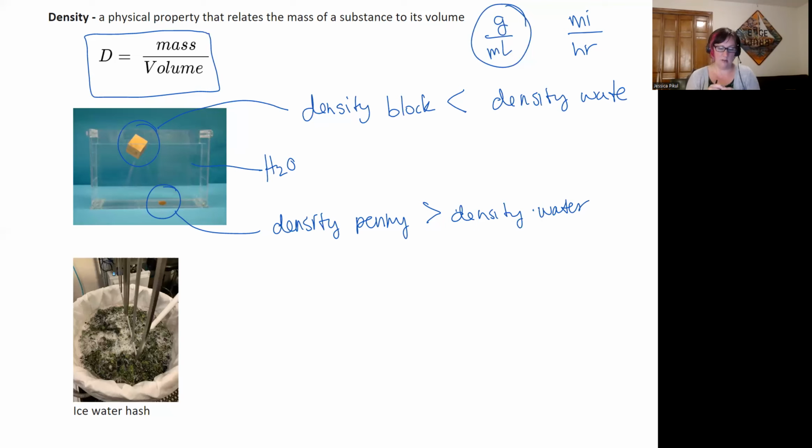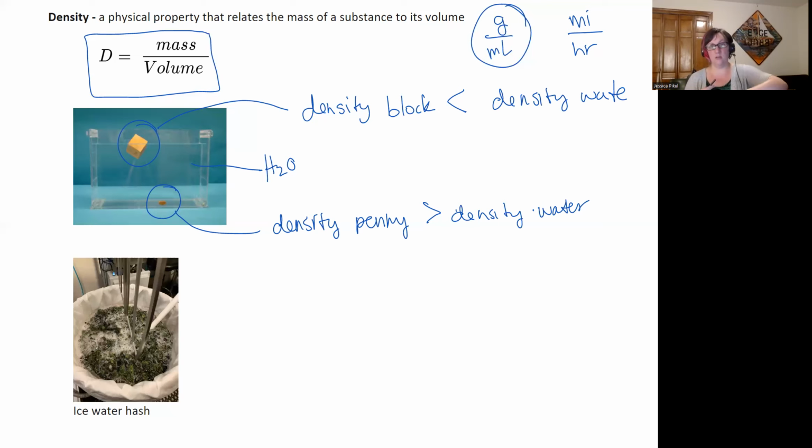And so things that have a low density are going to, if you're holding two objects that are the same size, the one with less density will be the one that feels a lot lighter. And the one with that larger density will feel much heavier. And we can use this.